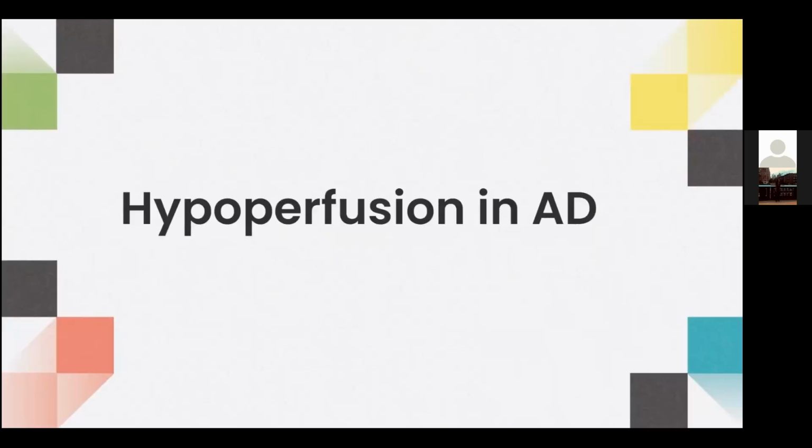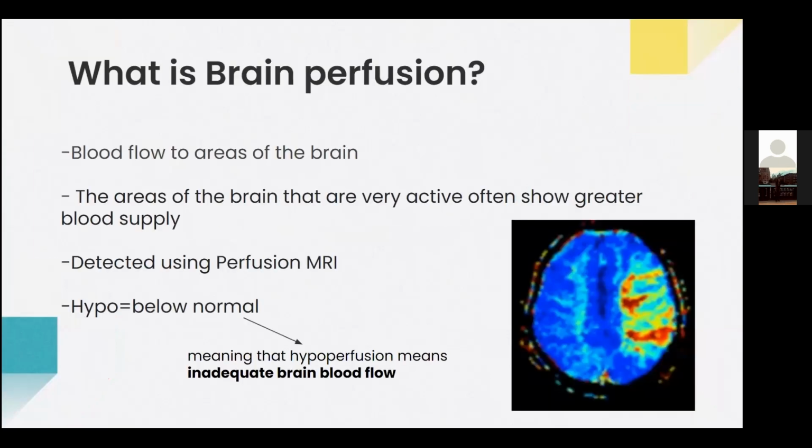So now we're going to talk about hyperperfusion in Alzheimer's disease and just what hyperperfusion is in general, because I know that's a super technical term. So what is brain perfusion? Brain perfusion is the blood flow to areas of the brain, and the areas of the brain that are very active often show greater brain blood supply. As I mentioned before, PET scans can detect this brain activity, but we're going to use perfusion MRI to detect this hyperperfusion in Alzheimer's disease.